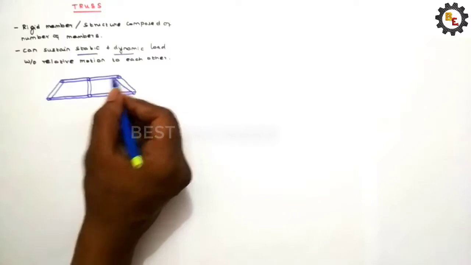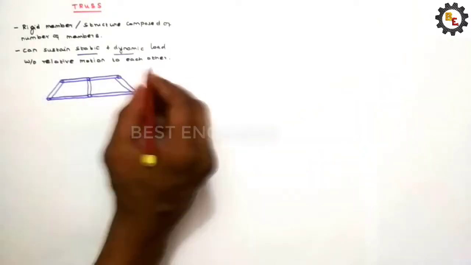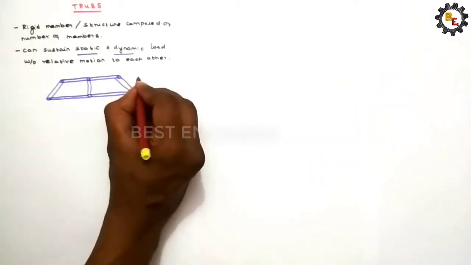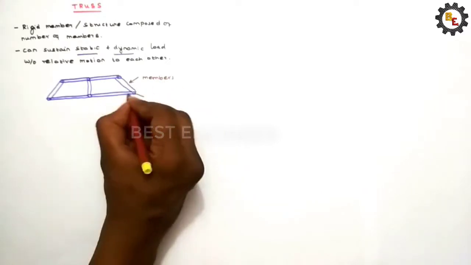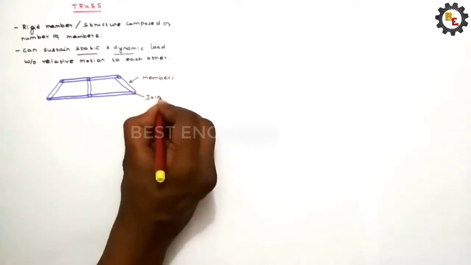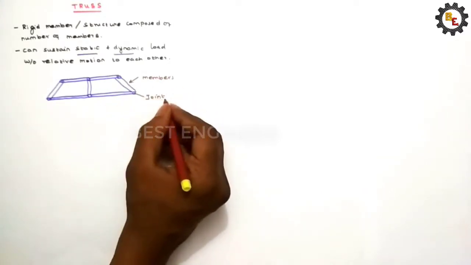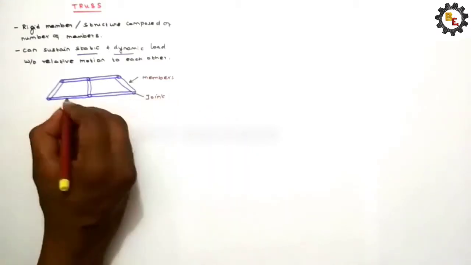It may be welded or pinned. This one is a truss structure. These all are called members, and two members are connected by a joint. It may be a pin joint, welded joint, or hinged joint. This one is a member.